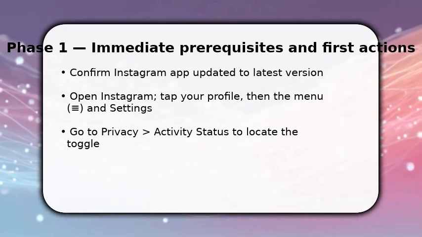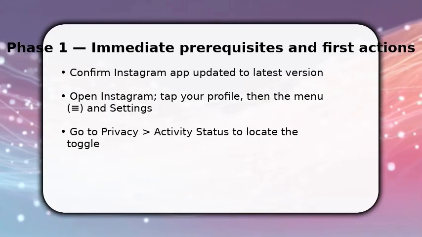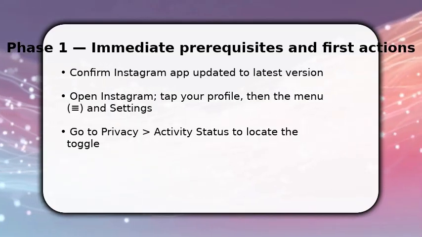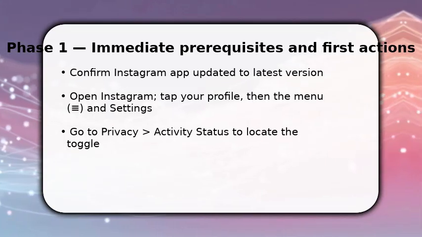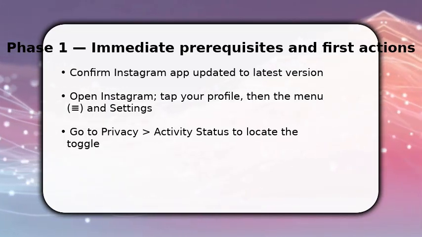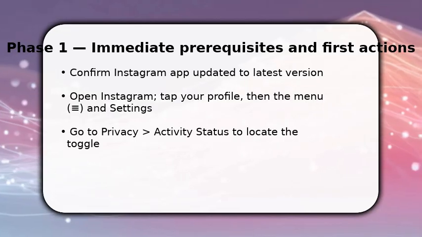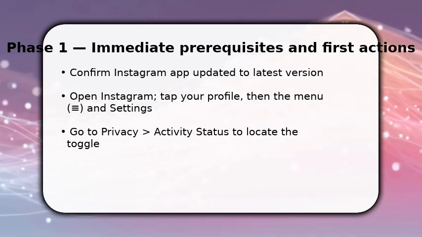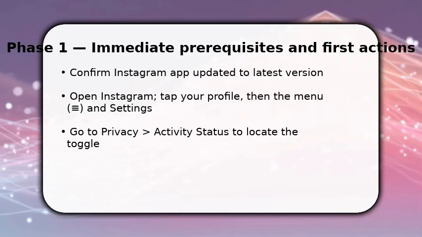You start by making sure the app is current because options can move between versions. Once done, open Instagram and go straight to your profile. Tap the menu icon, then Settings. From Settings, select Privacy and find Activity Status. This is the control panel for the green online dot.